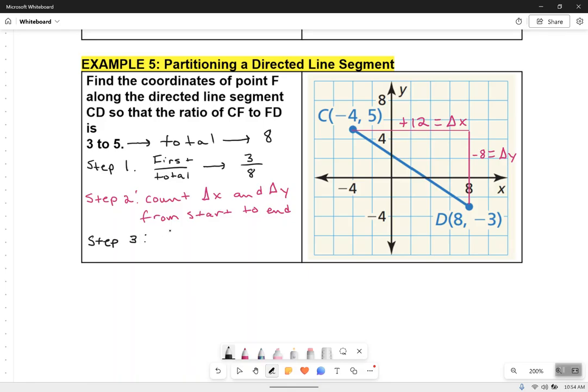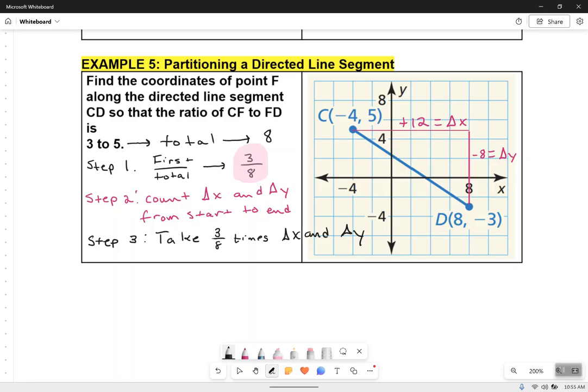Okay, and I'm just going to write it right here. Take, and what ratio are we going to use here, or what fraction are we going to use here, kids? In this case, we would take 3 out of a total 8. Okay, so we're going to take that fraction. We want 3/8 of the distance. We're going to take 3/8 times your change in x and change in y. Okay?